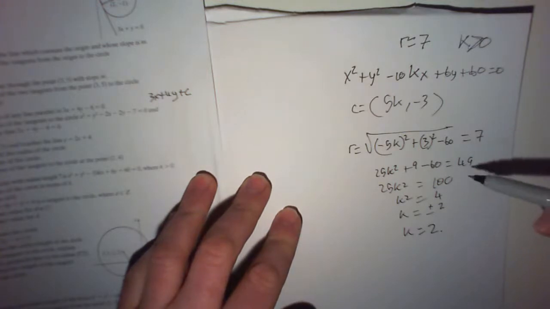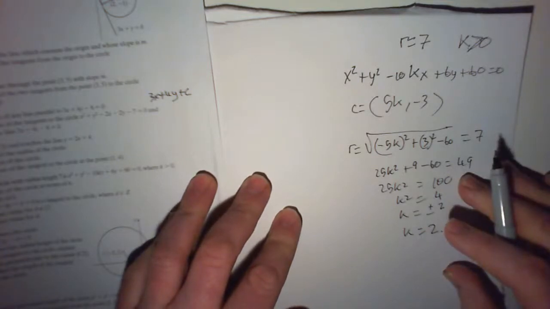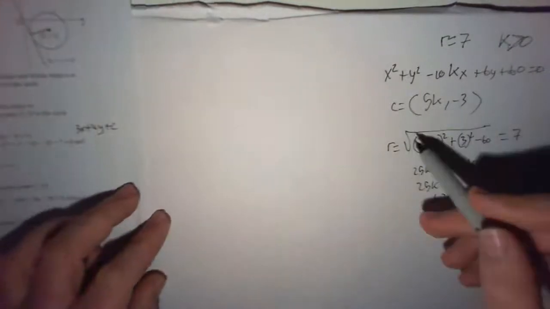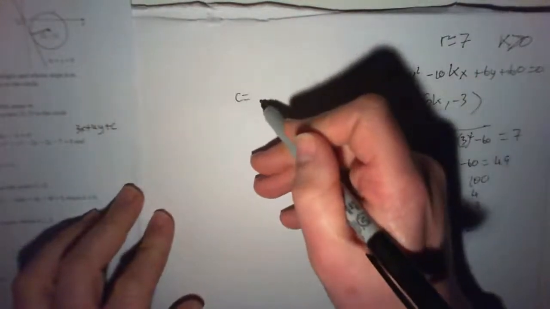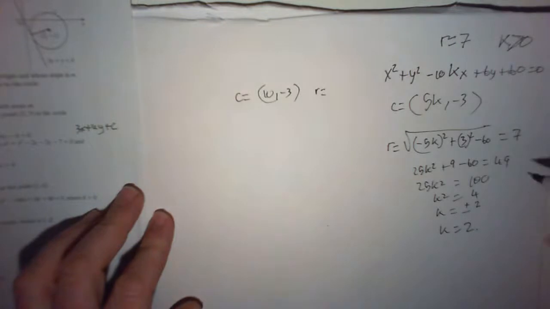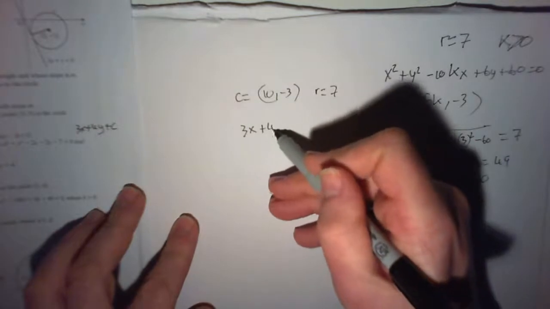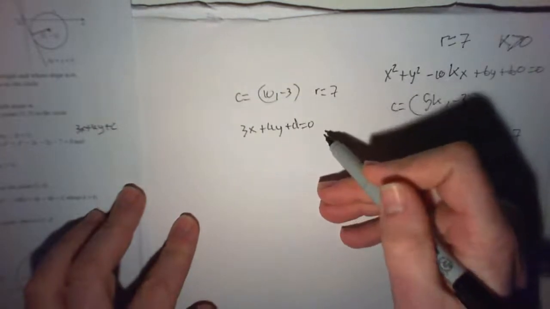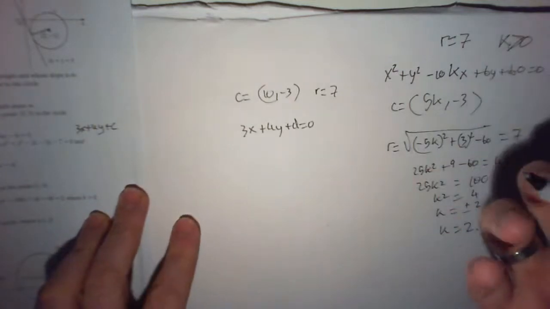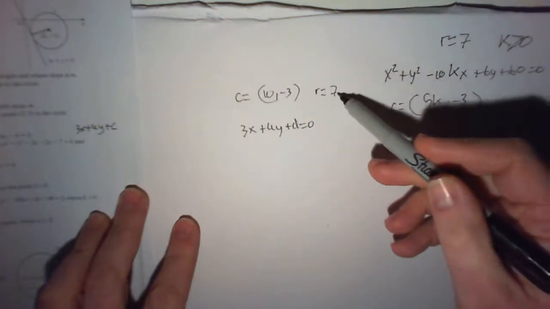a tangent to the circle where d is an element of the integers. Show that one value for d is 17 and find the other possible value. Okay, so let's try and put some magic on this. So let's rearrange. We now know that the center of this circle is 10 and minus 3, and we know the radius is 7. And we have a generic 3x plus 4y plus d equal to 0. We want to show, first of all, that 17 is one possibility for it. If I put 17 in there and get the perpendicular distance from there to there, I should get 7 out.